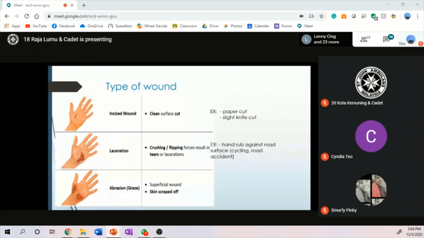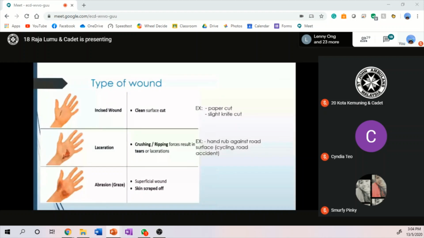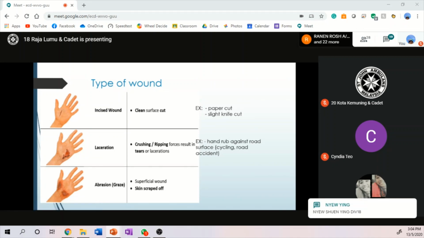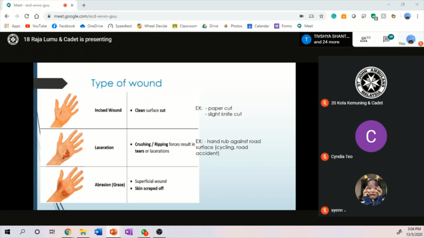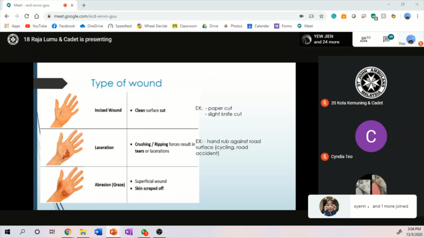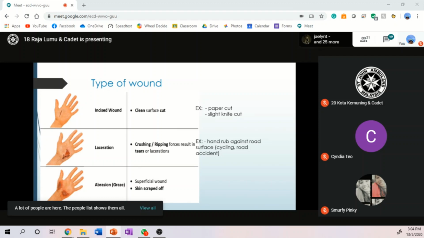Then the third one is abrasion, or we call it a graze. A superficial wound, the skin scrapes off. For example, your hand rubs against another surface causing friction, or in BM we call it gesaran. And for example grabbing a rope while the rope is still moving fast, causing friction. And this is an example photo for laceration wound and abrasion wound.